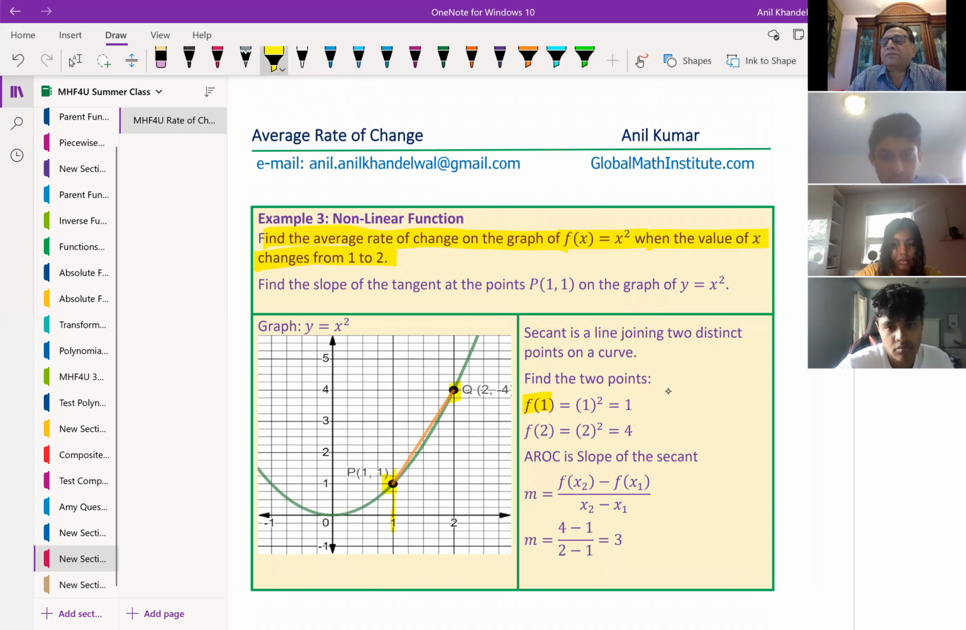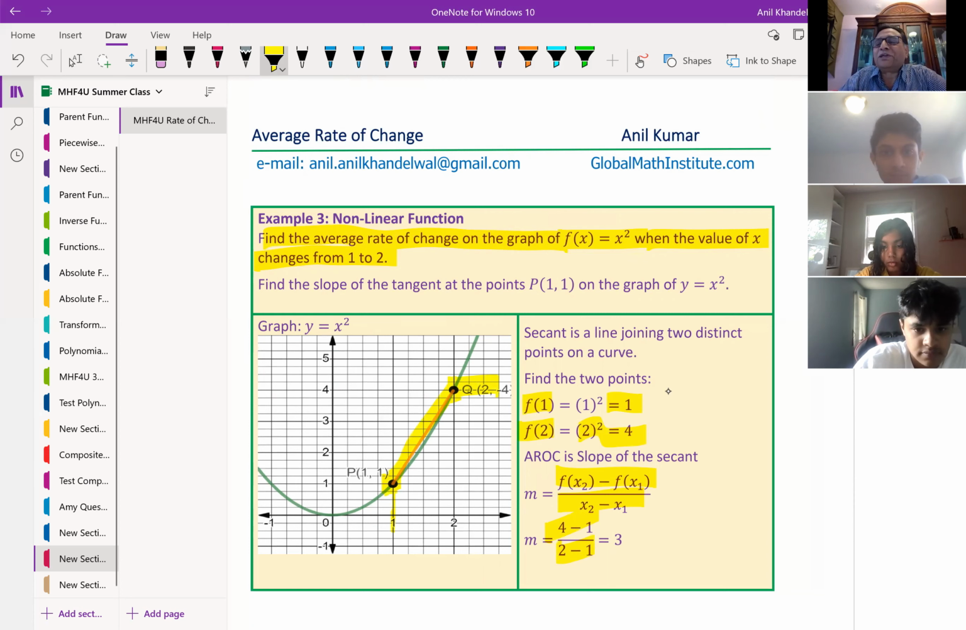So we'll just plug in f of 1, and x squared means 1. F of 2, 2 squared is 4. We got both our points, P and Q. Since we want to find the average rate of change, we'll connect them with a line called a secant. And f(x2) minus f(x1) over x2 minus x1 will give us the slope. In this particular case, 4 minus 1 divided by 2 minus 1 equals 3. This is the slope of this particular line.